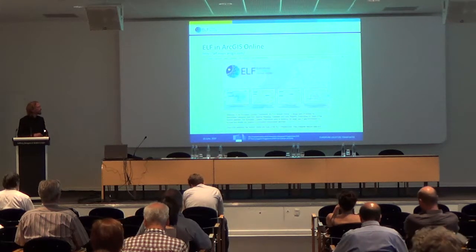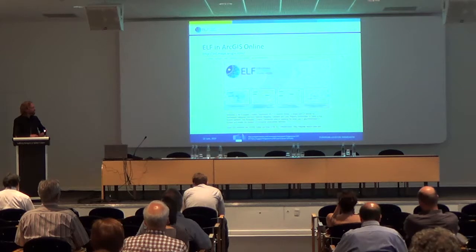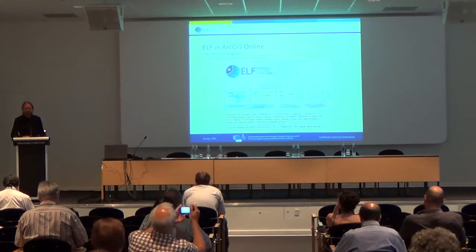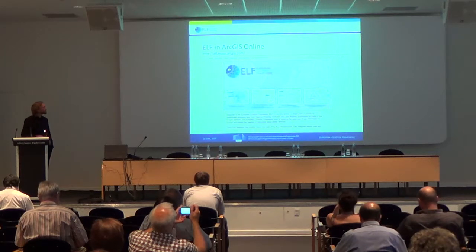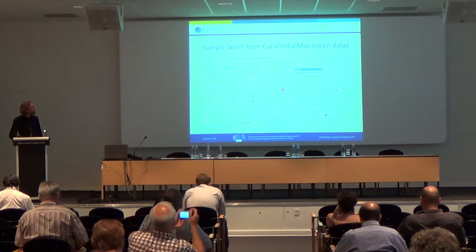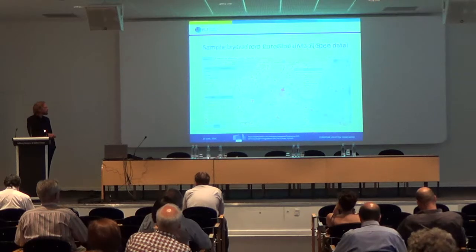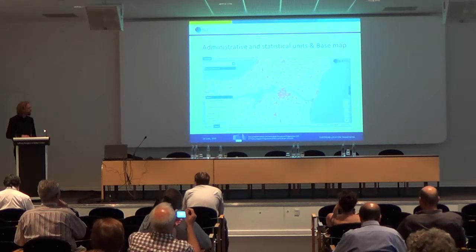So that's how it looks. If you go to that URI, you will get there. You see a little bit less because not all of that is publicly available. But ELF maps arcgis.com, that's where you get the data, and we'll be adding additional things in the future. Here, just a few examples, sample layers from EuroGlobalMap. That's open data. You can see that, and it includes 3 feature types. You can look at that when you go to the URI.